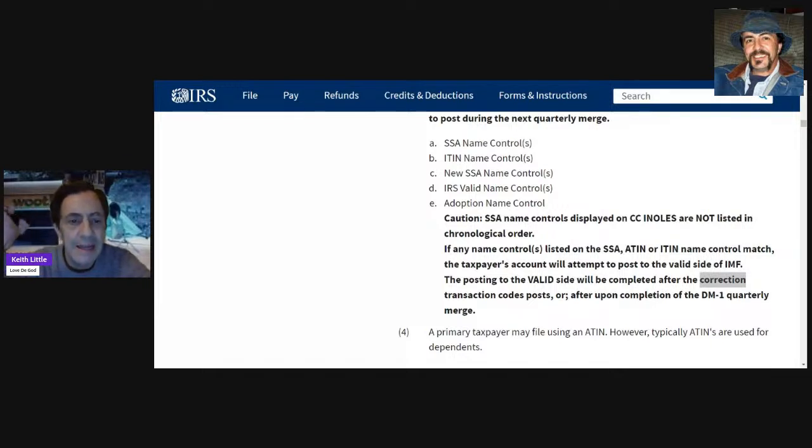When it comes to the ITIN, that is an individual taxpayer identification number. And that is, let me put something up, see if I get what I think I'm going to get.